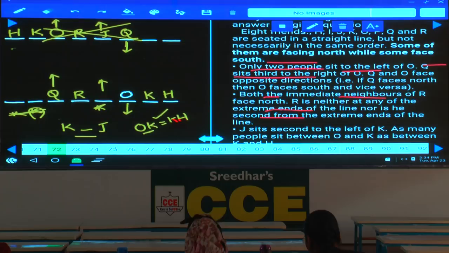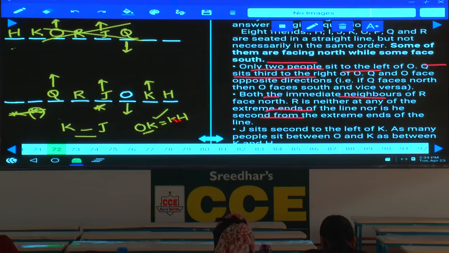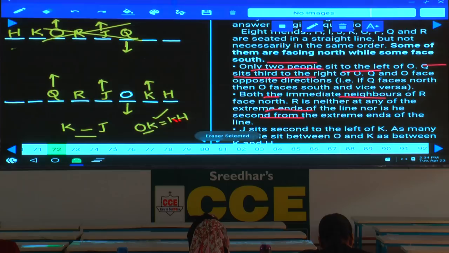And J sits second to the left of K. Hence, where should this J be? J must be at this place. If J is here, now this K is facing towards which direction? North. Then only J sits second to the left of K is valid. Clear now? Now we have finalized this information as well. Then the next one.